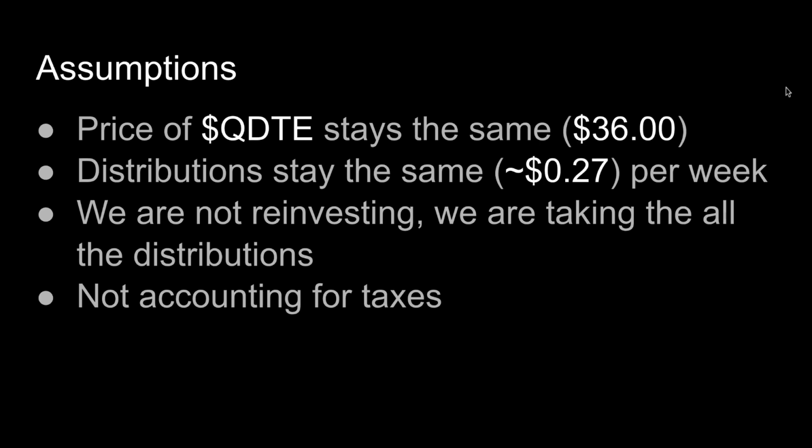So the assumptions for these calculations: the price of QDTE is going to stay the same at $36 per share, and the distribution is also going to stay the same at 27 cents per share per week. This is about a 40% distribution rate. Also, not accounting for taxes and no reinvestment. We're just taking all of the distributions and using them towards whatever expense we're talking about.